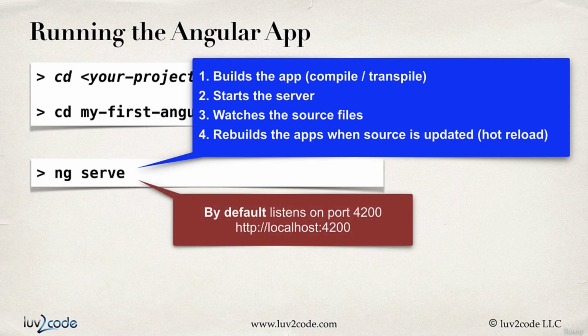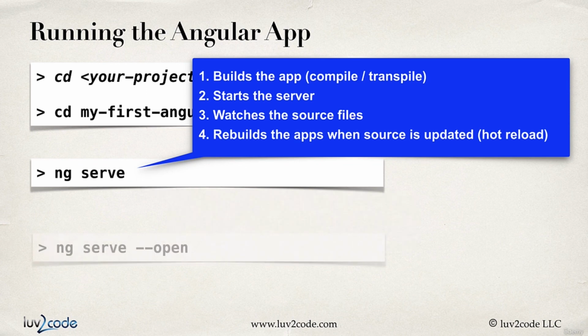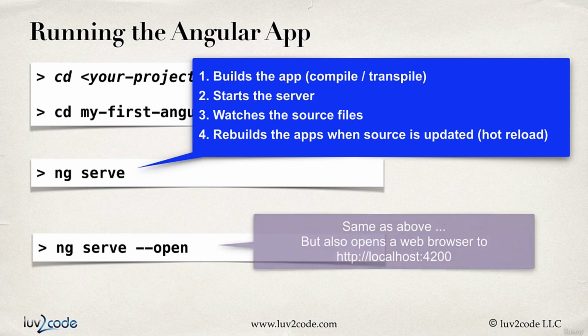And then by default, the server will listen on port 4200. So once the server is up and running, you simply open up a web browser and visit localhost:4200. And then there's another option here. You could say ng serve and then give --open. This is the same as above, but it also will open a web browser for you and automatically go to the site localhost 4200. So you have an option as far as which one you want to use.